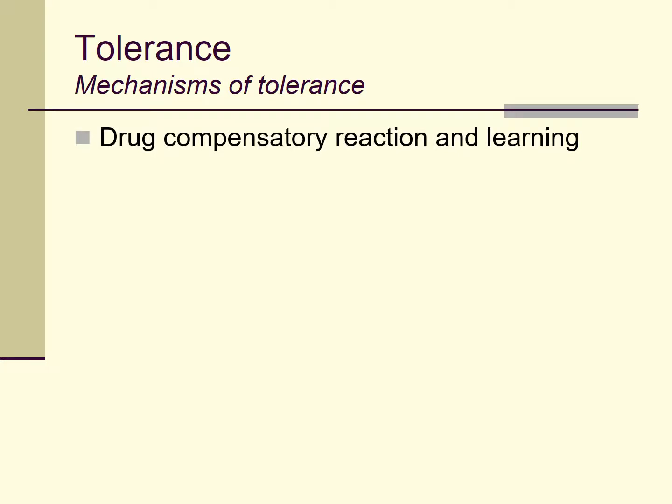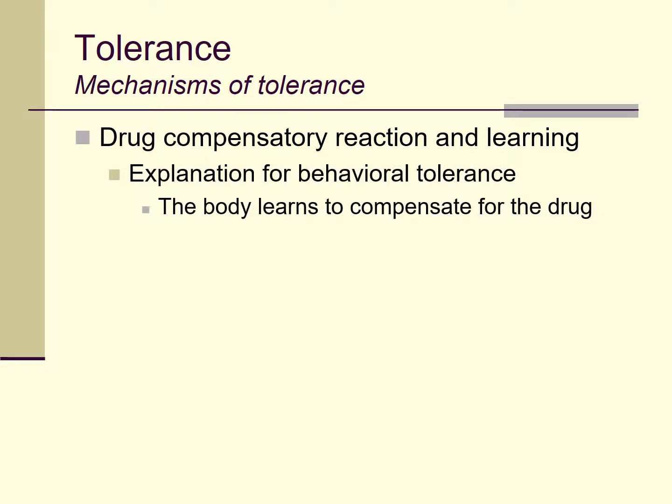Another type of tolerance, of course, is behavioral tolerance, and this is thought to occur by the process of learning, as I already said earlier. So when you're becoming behaviorally tolerant, or developing learned tolerance to a drug, you're learning to behave in ways that counteract some of the effects of the drug that you've taken. So again, this learning process is an explanation, or at least part of an explanation, for why there is such a thing as behavioral tolerance. The body is learning to compensate for a drug.